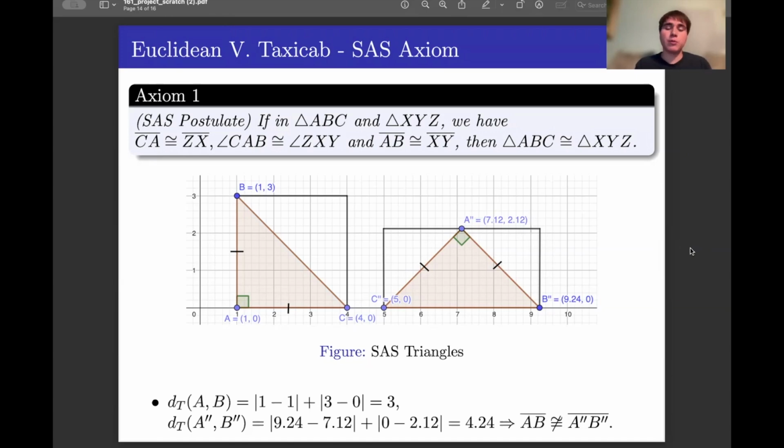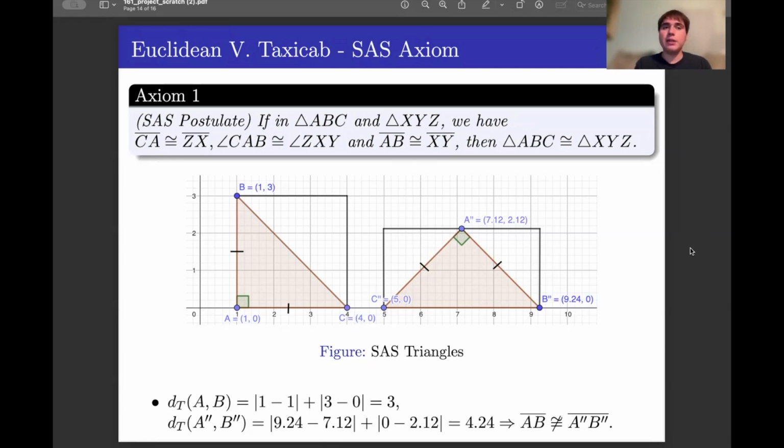The first example we explored is the side angle side axiom, or postulate. Based on the definition from the book Principles of Geometry, this axiom states that any two triangles with two congruent sides and an included congruent angle are congruent to each other. In our figure, we have the right isosceles triangle ABC alongside the same right isosceles triangle A double prime, B double prime, C double prime, which has been rotated 135 degrees clockwise.